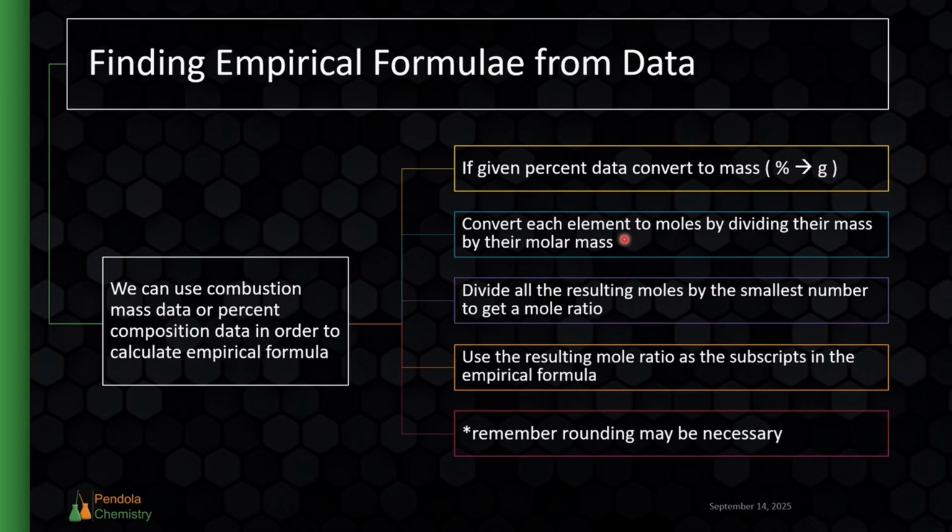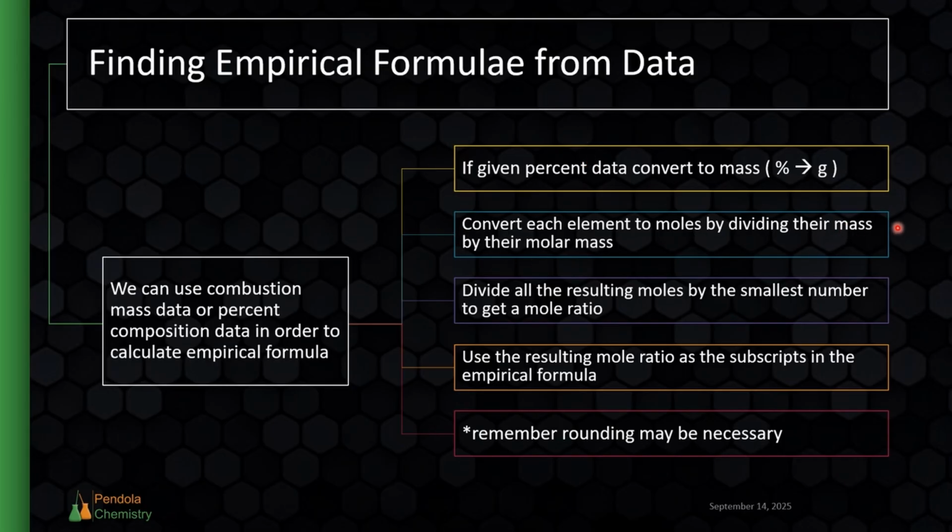It makes life easier. Once we have those grams, we can convert each element to moles by dividing their masses by their molar mass. Now, if we're given combustion data, this first step looks a little different, because we find the grams of the elements by looking at the different compounds that they give us. But we'll see that later on.